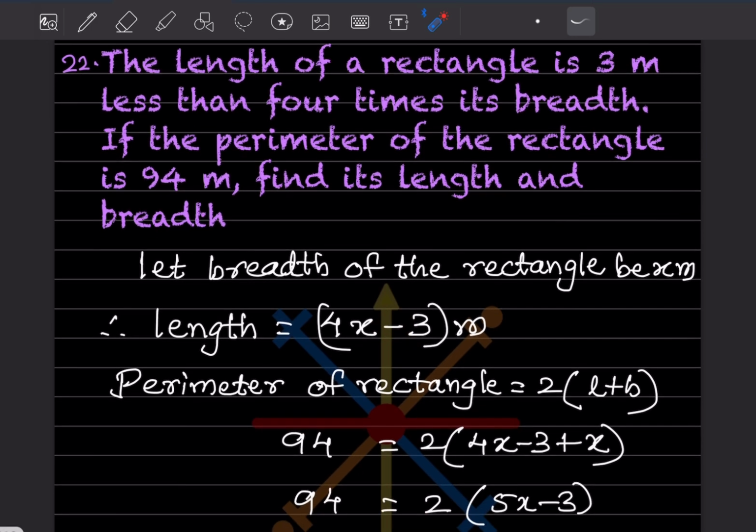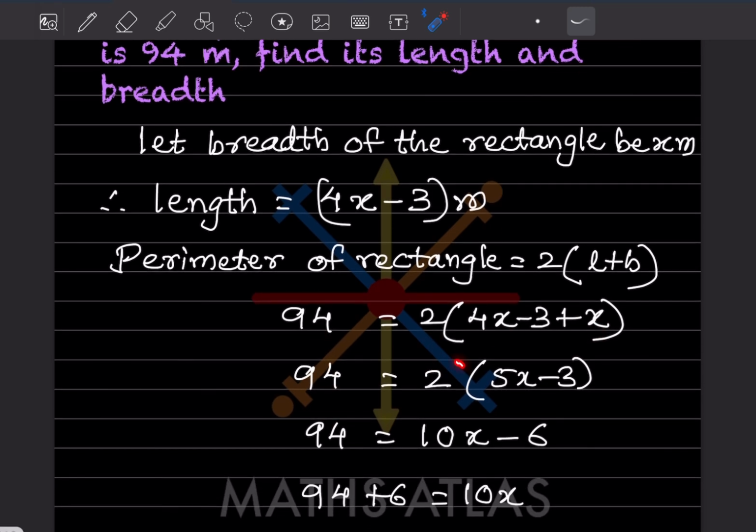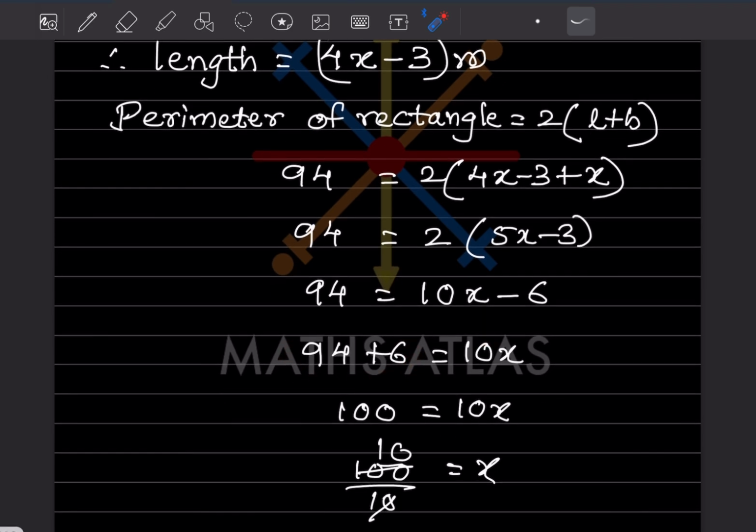So now perimeter of rectangle is twice into length plus breadth, and this is given as 94. So twice into length, what is that? The length is 4x minus 3, and this is plus x. So 94 will be 2 into 5x minus 3, and now we can expand this, that will be 10x minus 6. So here you will bring this on this side, so that will be 94 plus 6, that is going to be 10x. So this will be 100 is equal to 10x, so 100 divided by 10 is equal to x, so this will be 10.